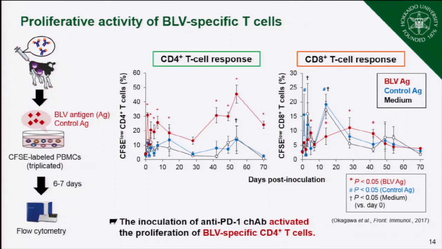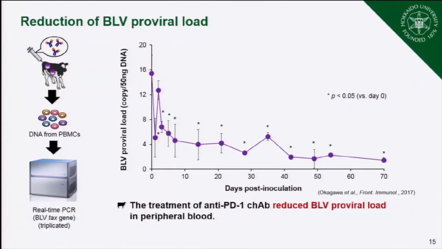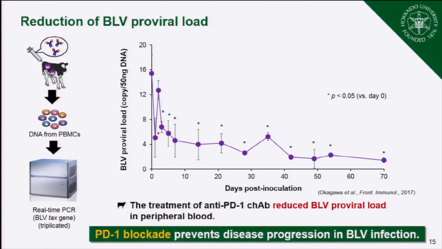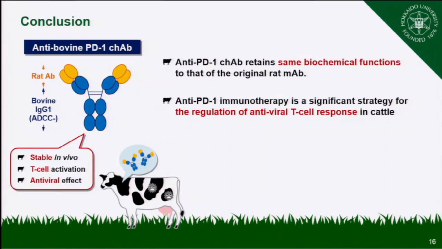of antibody. And then we analyzed the BLV proviral load in this animal using real-time PCR. We found that the treatment with chimeric antibody significantly reduced the proviral load in the peripheral blood. So those data suggest PD-1 blockade prevents disease progression of BLV infection in this animal. So let me wrap up my talk. We established an anti-PD-1 chimeric antibody, and this antibody retains the same biological functions as the original rat antibody.